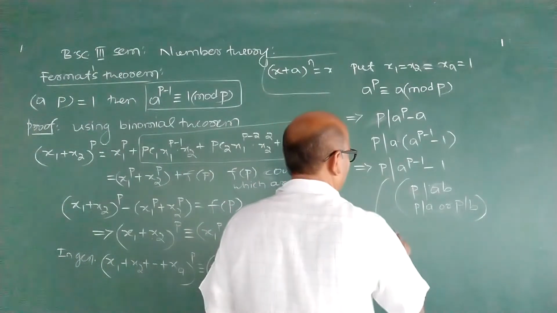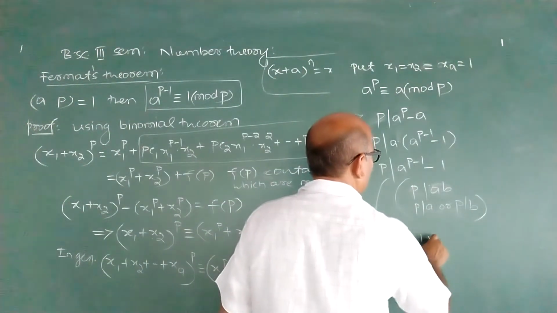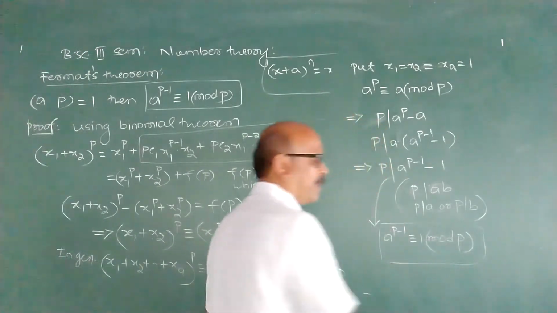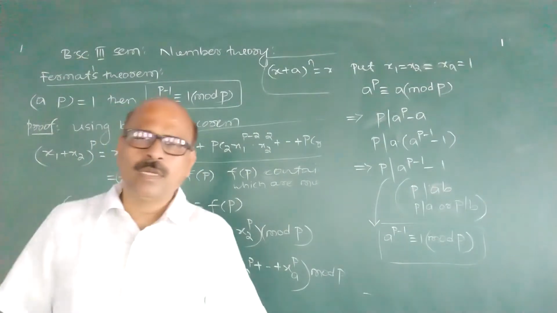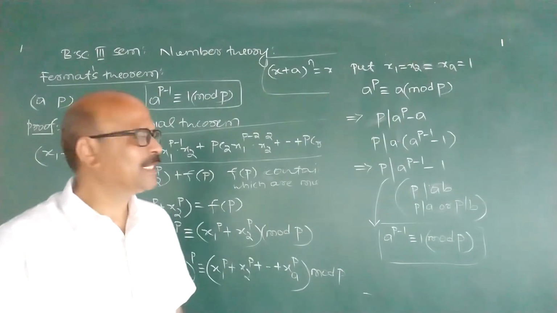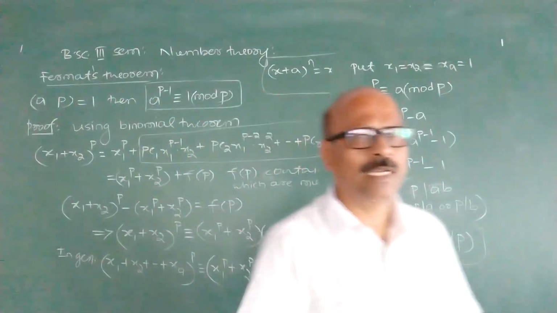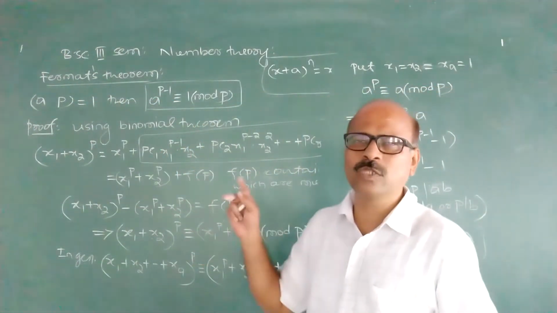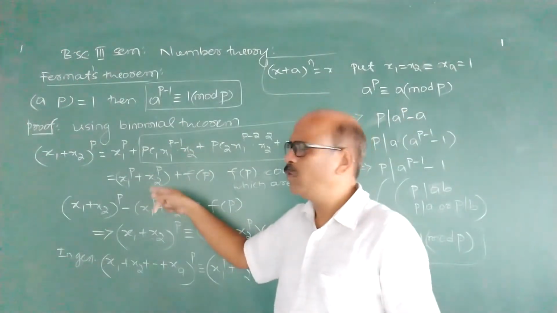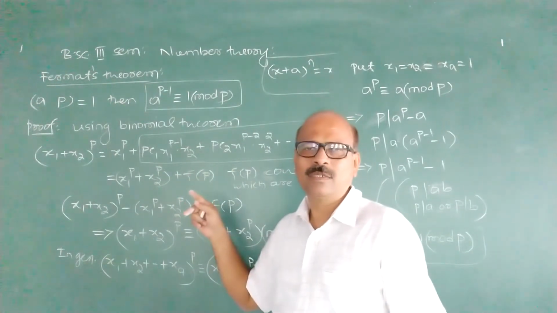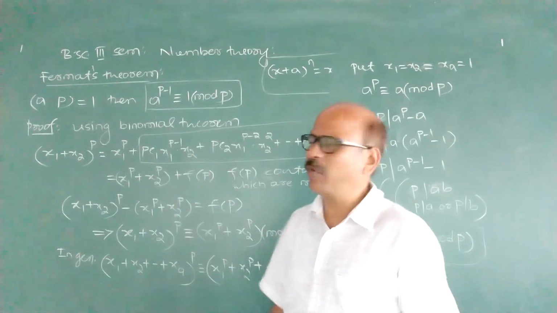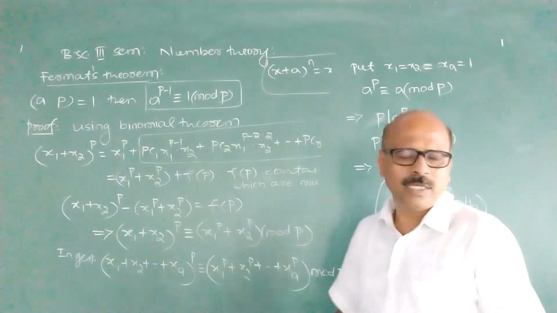What does this imply? A raised to P minus 1 is congruent to 1 mod P. Now this is Fermat's theorem. I think the proof is clear to all of you. Very important from the examination point of view. Usually in number theory, in this section, there are two theorems: Fermat's theorem and Wilson's theorem. Every year one of the theorems is definitely asked, either Fermat's theorem or Wilson's theorem, for 5 marks. Go through the proof, it is quite straightforward.